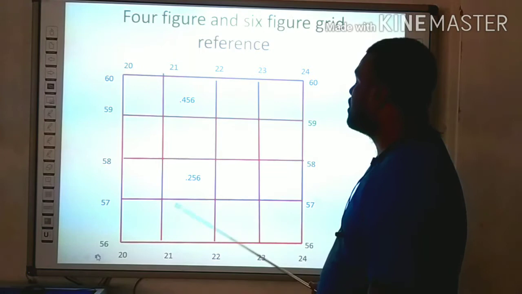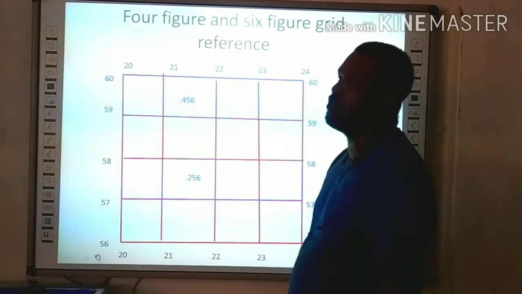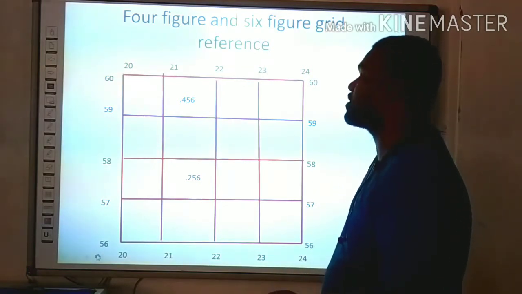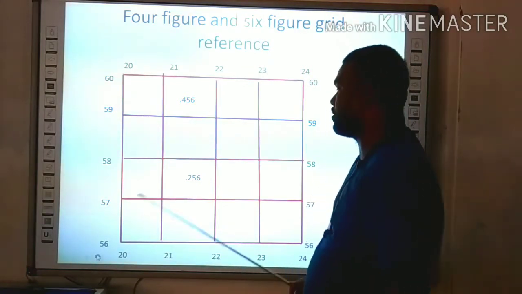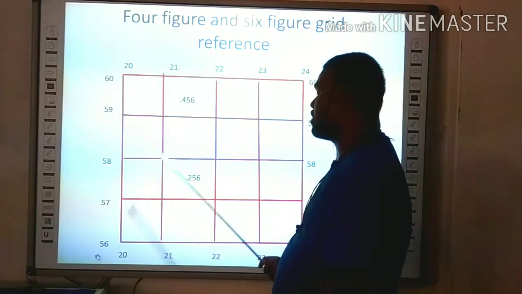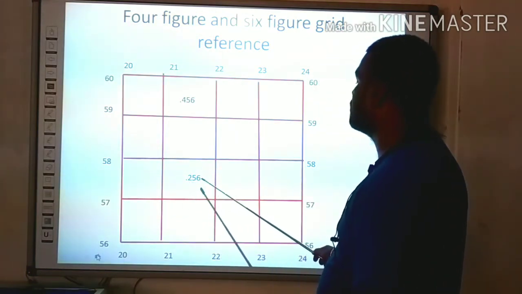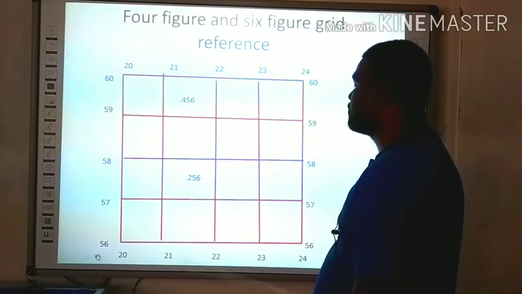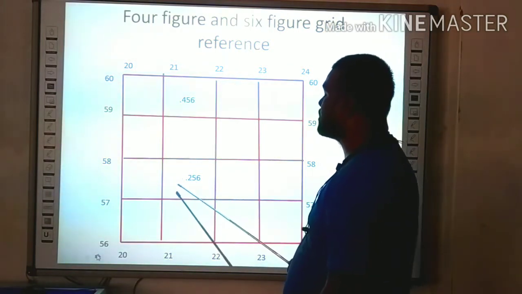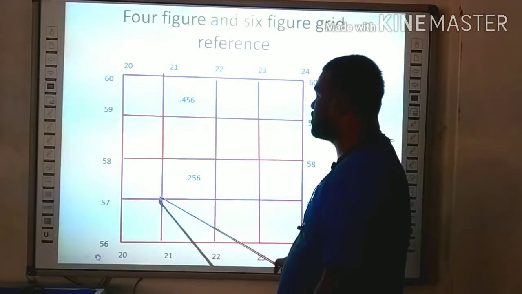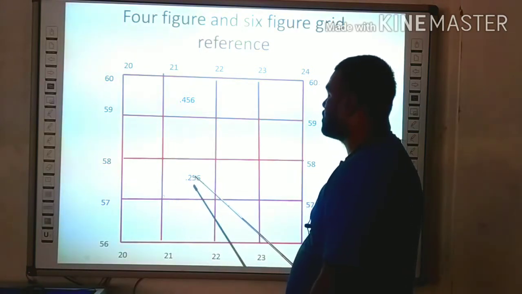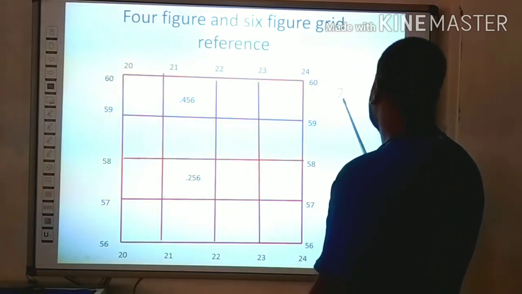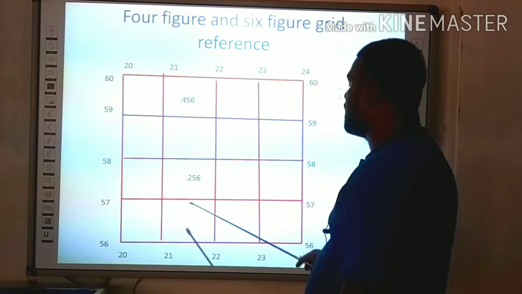Now which one you will take? As we have studied in the lower classes, whenever we start doing a topo sheet, always start from the left hand side corner. Which is the left hand side corner of the spot height 256? This is the left hand side corner. So your eastings will be 21. Always start from the left side.